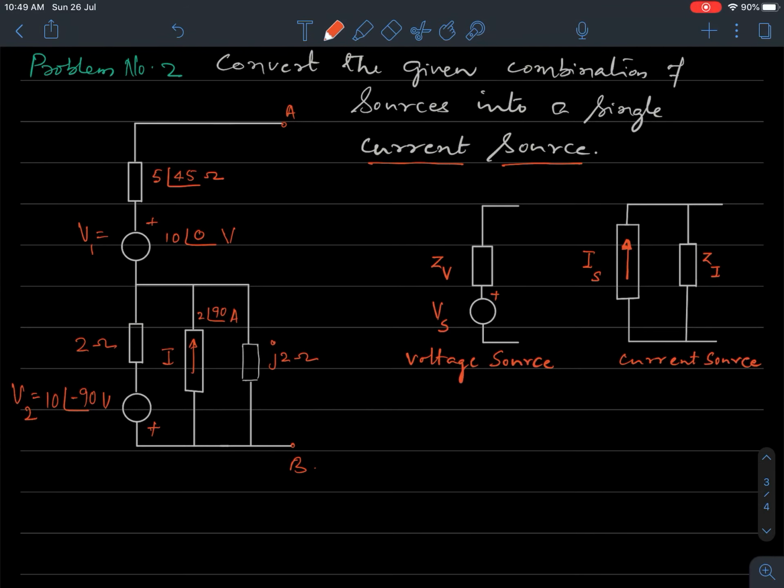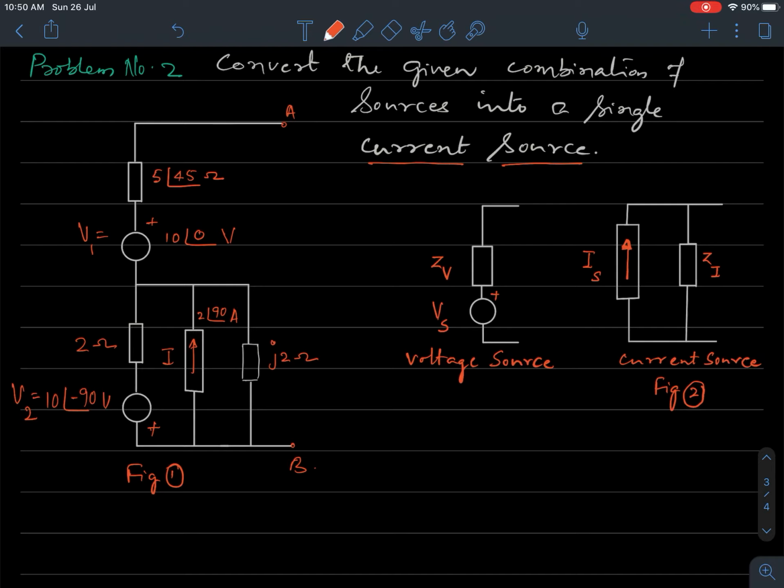So what we have to do is convert the given figure, which is our figure 1, into the figure 2 format. In this manner, we have to reduce it to figure 2. If figure 1 can be written as figure 2, then what is the value of IS and what is the value of ZI? That is what is being asked. Now, how to do this problem?